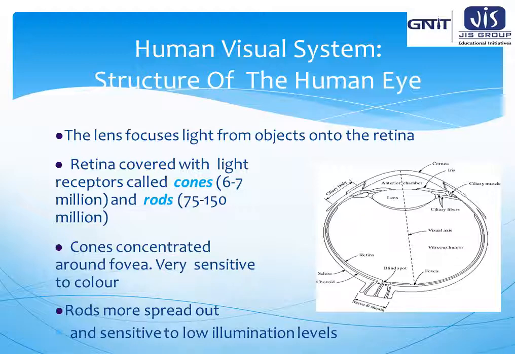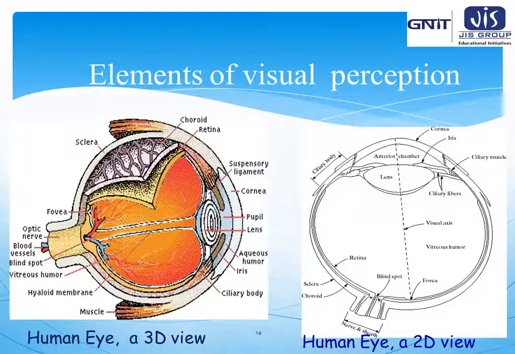So if you want to sense any type of color, then cone cells are very important. Rod cells are more spread out and sensitive to low illumination levels. That means if there is less light being reflected from the object, the rod cells will be activated, and they are very efficient for low illumination level object recognition. Here again, the two-dimensional and three-dimensional views of the human eye are given.